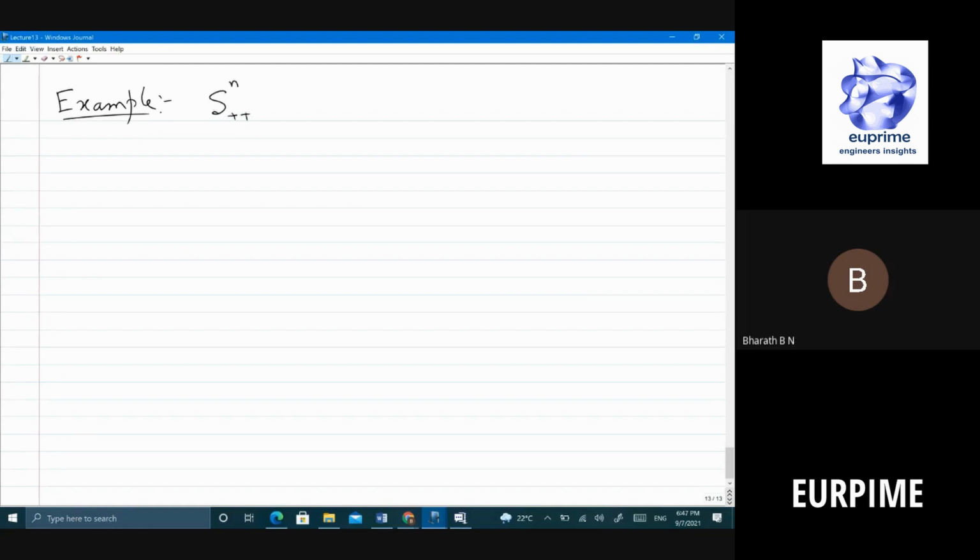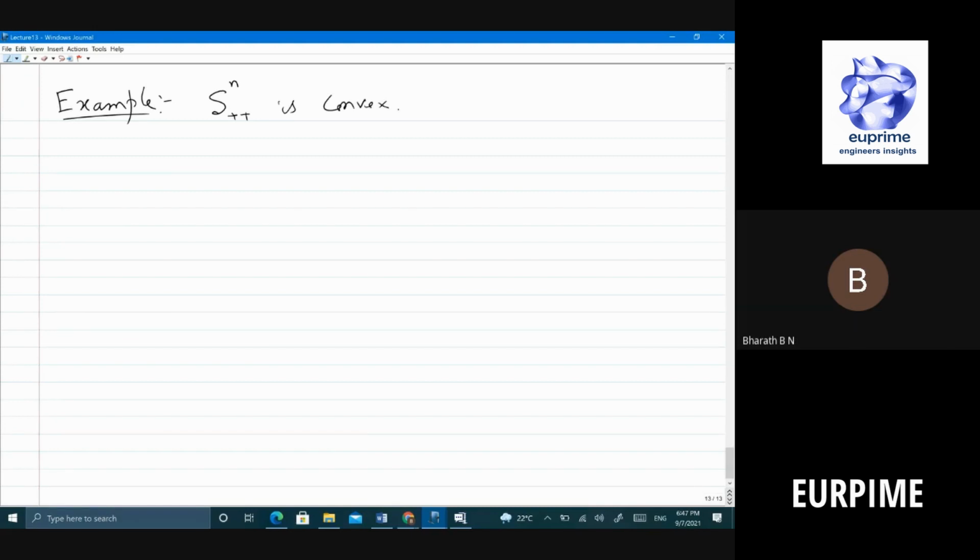What is this? You remember the symbol? What is this? Set of all n cross n symmetric positive definite matrices, right? So is it convex? How do you prove that?